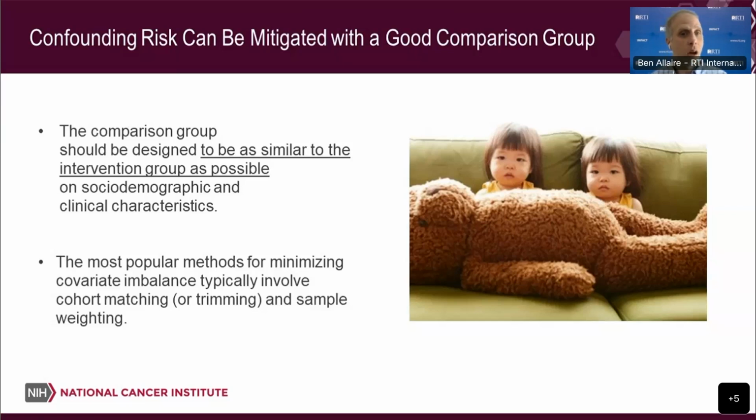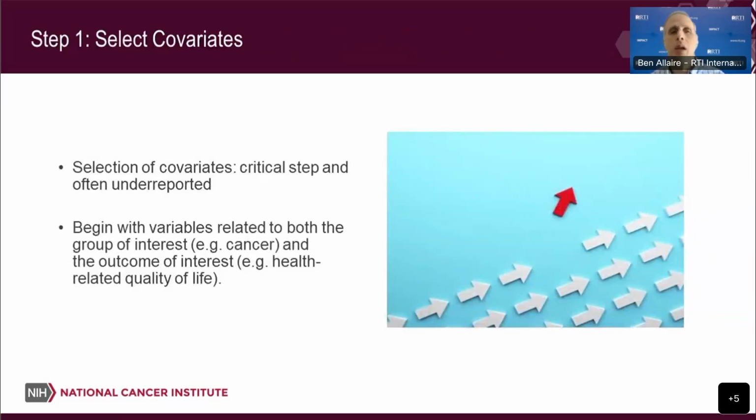The most popular methods for minimizing covariate imbalance, so we want to make sure that the covariates, in order to look similar, are balanced between the two samples. If you're minimizing the imbalance, you typically involve cohort matching, which we'll talk about. Some people like to call it trimming, and sample weighting. Those are the most popular methods.